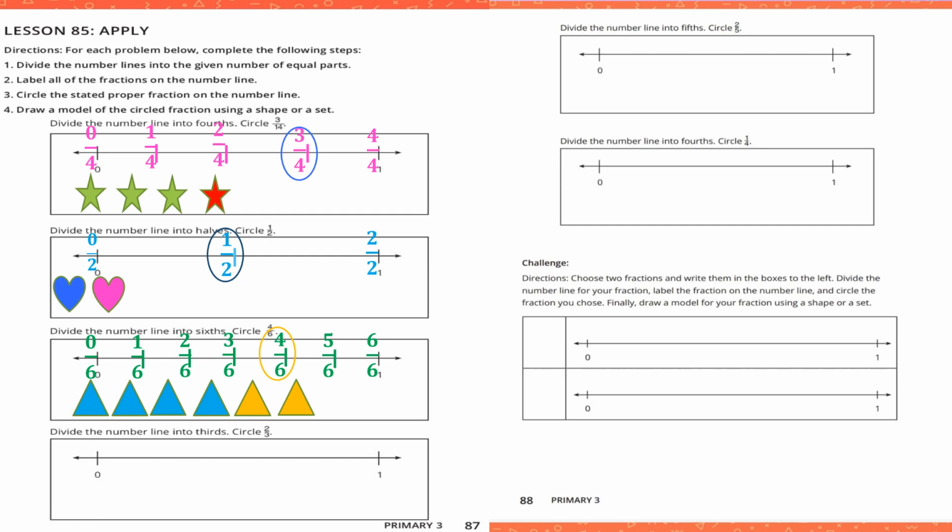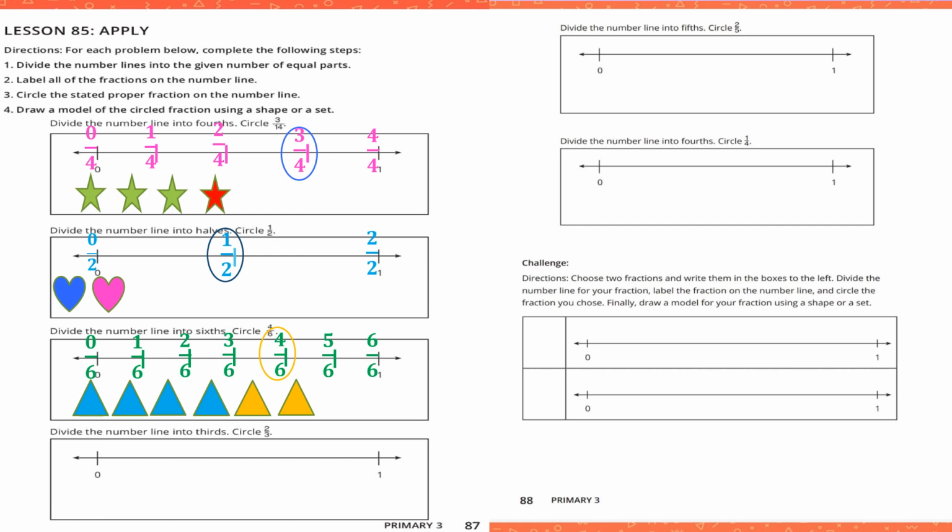Our model here, a set of triangles. The fraction of blue triangles here equals what? How many blue triangles? 4 out of the total of triangles, 6. So the fraction of blue triangles here equals 4 over 6.